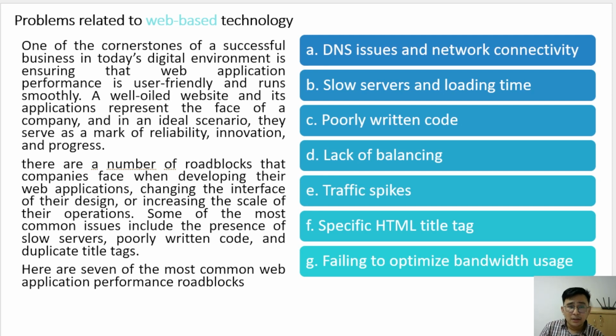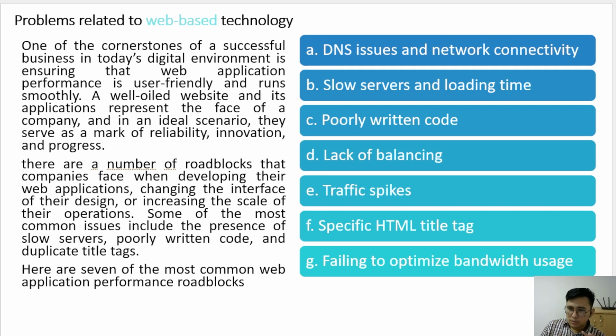So in an ideal scenario, they could also serve as a mark of reliability, innovation, and even progress. So there are a number of roadblocks, a number of problems related to the use of web-based technology, especially when developing their web application, changing the interface of their design, or increasing the scale of their operation. Some of the most common include the presence of slow servers, poorly written code, and duplicate detailed tags.